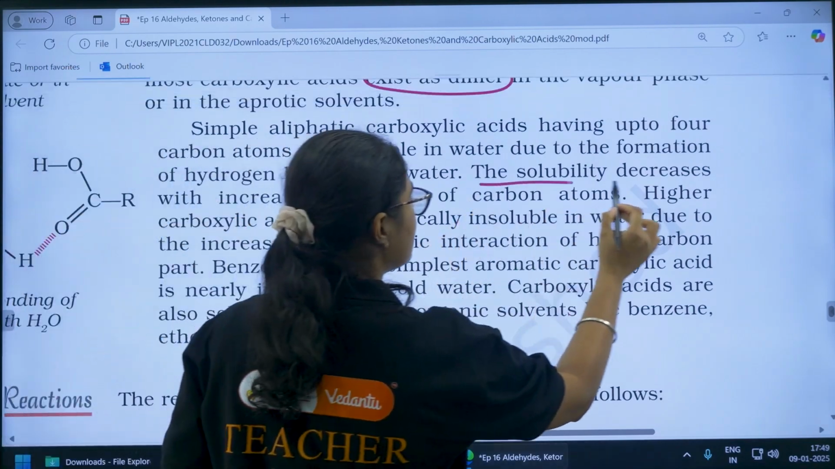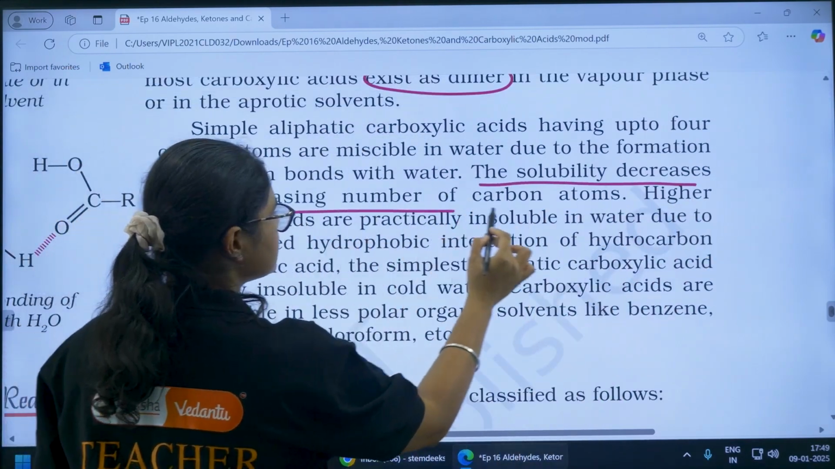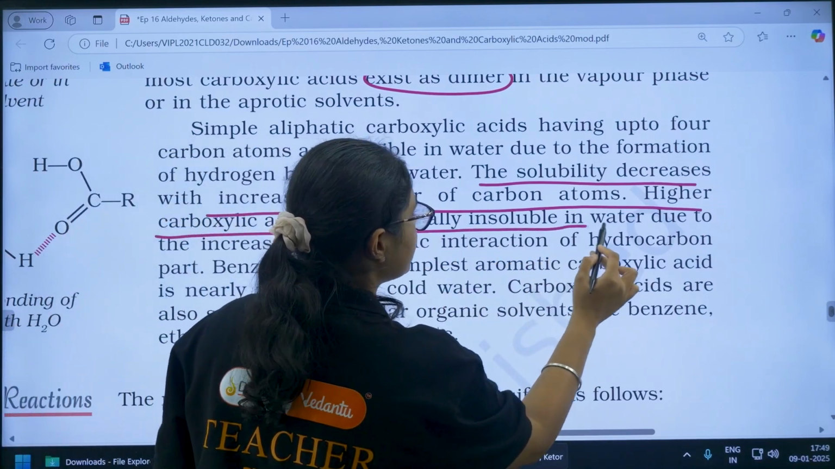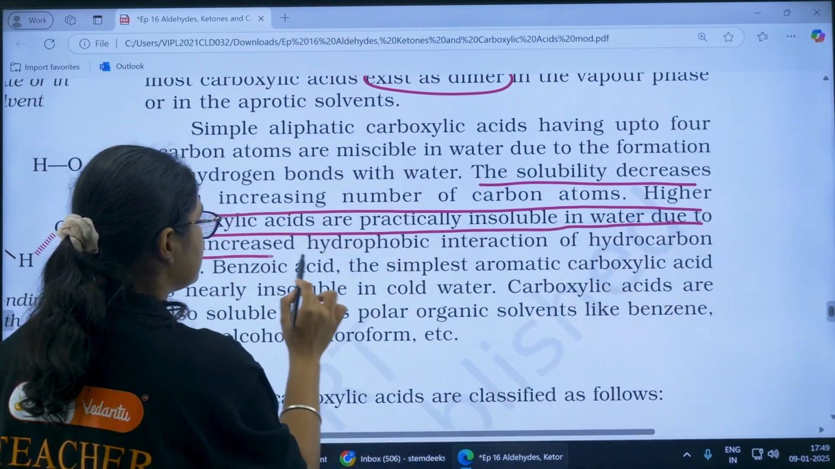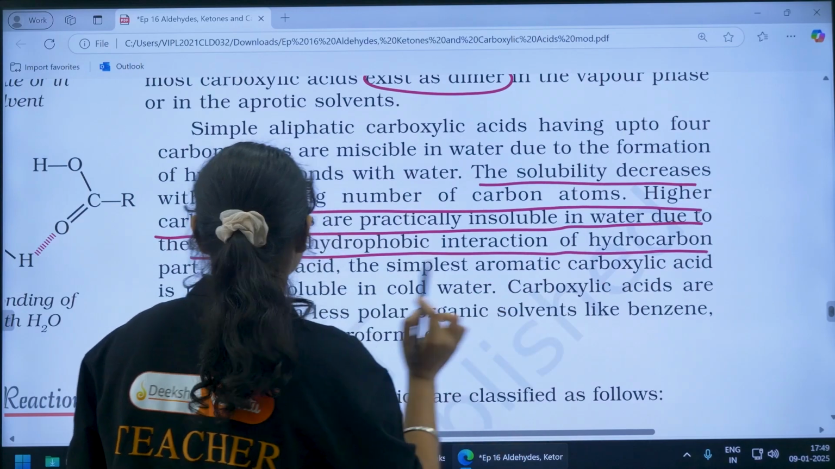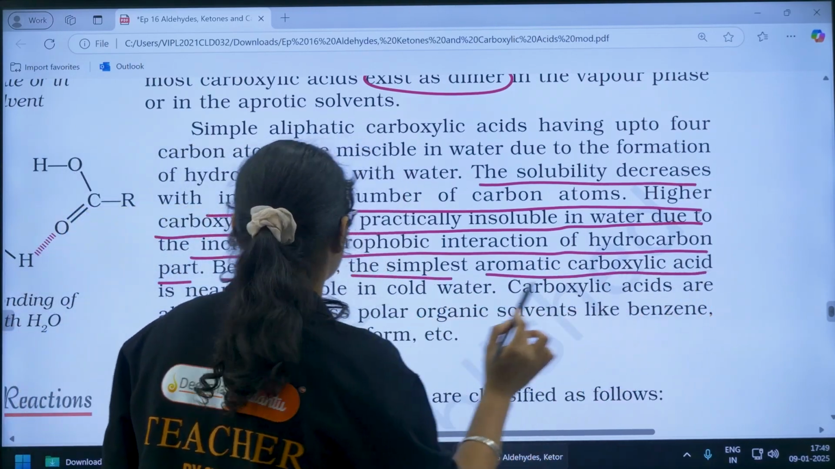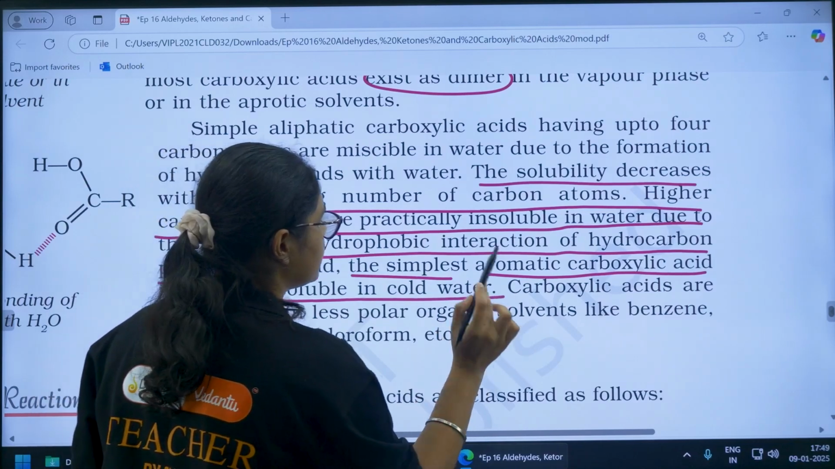The solubility decreases with the increase in the number of carbon atoms. Higher carboxylic acids are practically insoluble in water due to the increased hydrophobic interaction of the hydrocarbon part. Benzoic acid, the simplest aromatic carboxylic acid, is nearly insoluble in cold water.